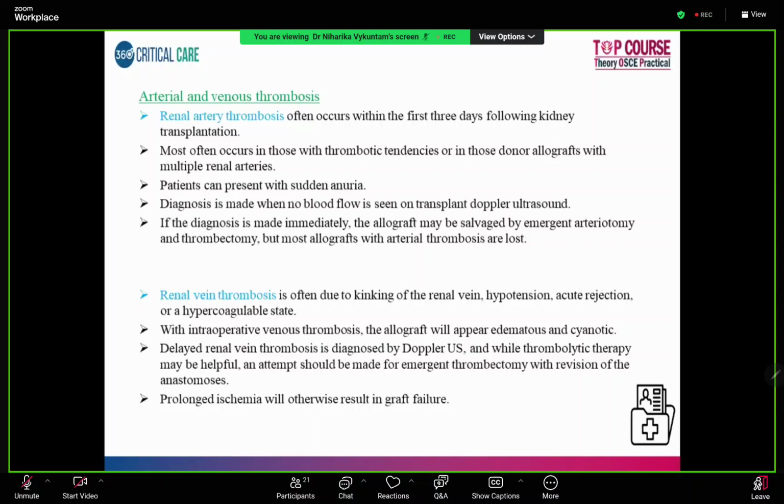So if you see there is a thrombosis, you have to do the thrombectomy. Otherwise, you may lose the entire kidney. Okay, so this is very important. Now coming to the renal vein thrombosis.